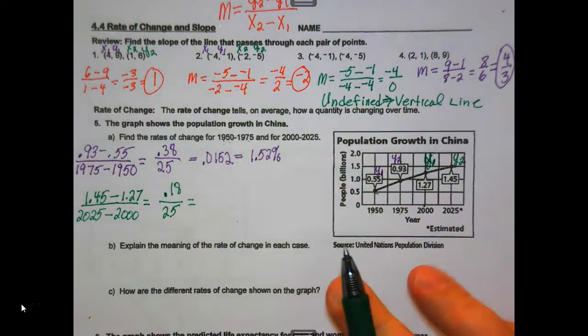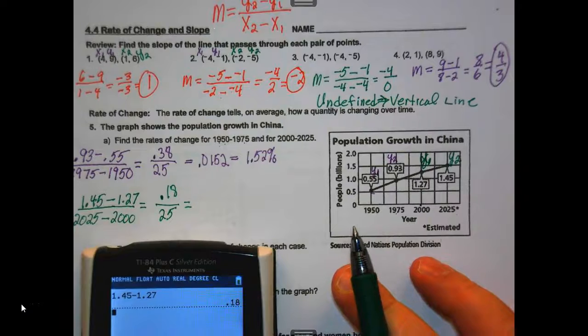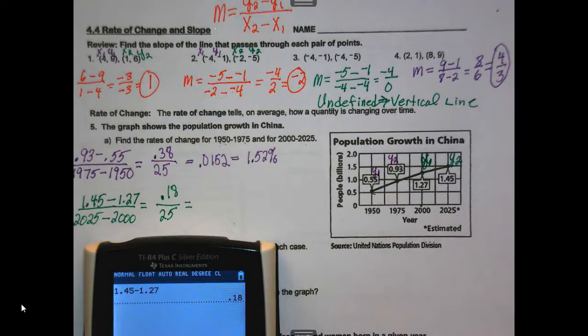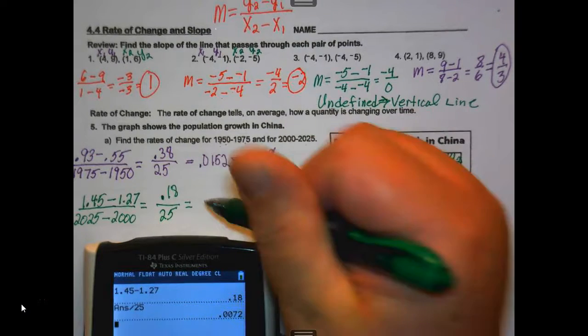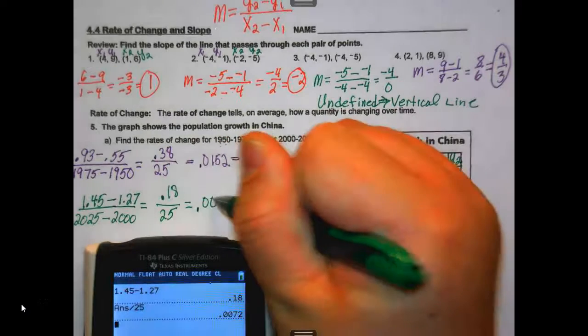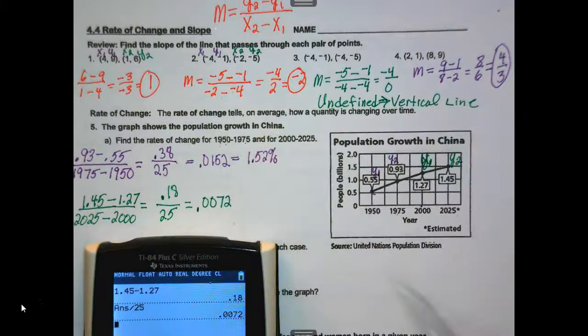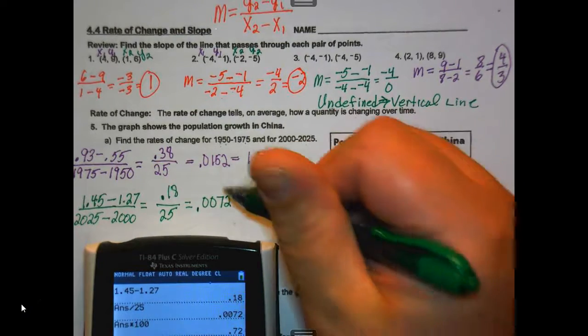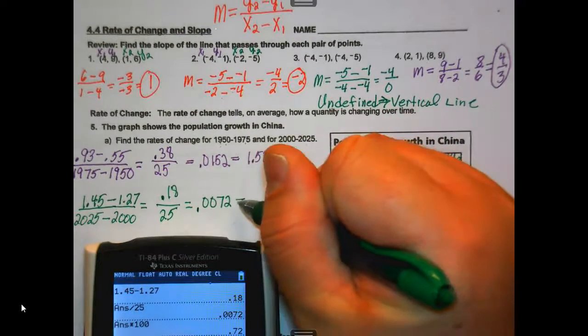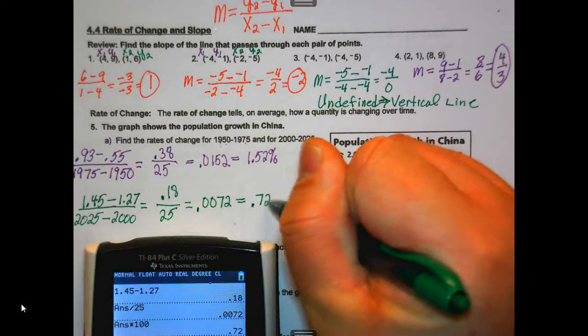Now there's our slope, but we want to get this to a percentage because we're talking population growth again. So I'm going to take my 1.8 divided by 25, and I get 0.0072. And I'm going to multiply that by 100 to get a percentage because it's population growth. And I get 0.72%.